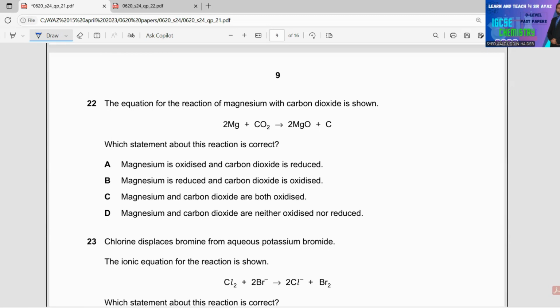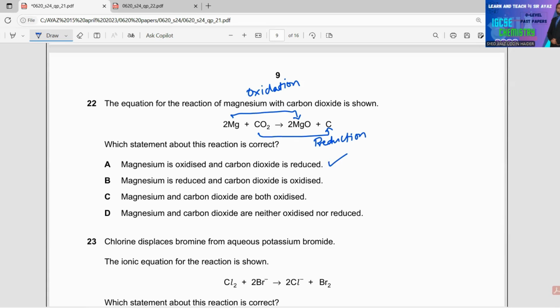Now, if you look at the equation, magnesium gained oxygen, which means it is oxidized. This is oxidation. And carbon dioxide has lost oxygen, which means it's reduction. So this statement looks correct to me.